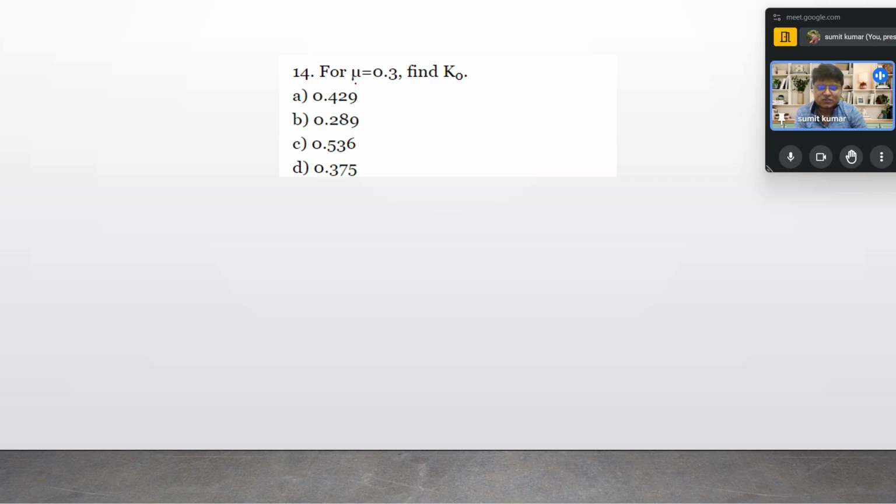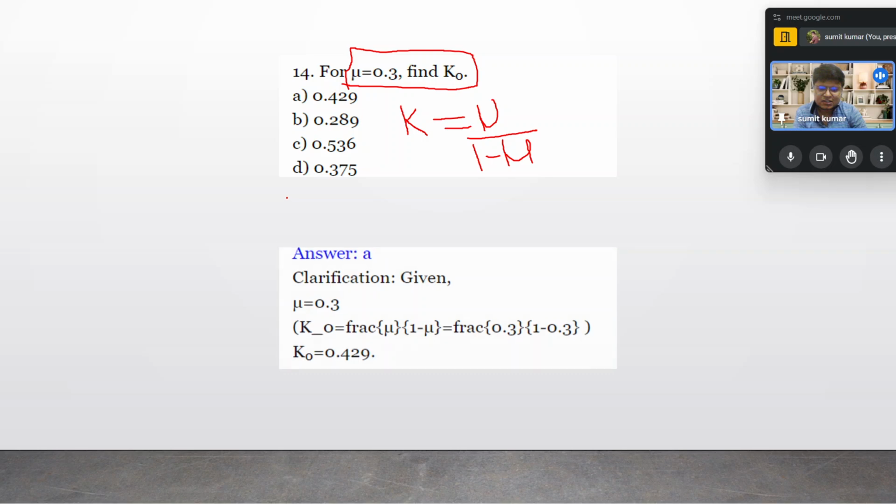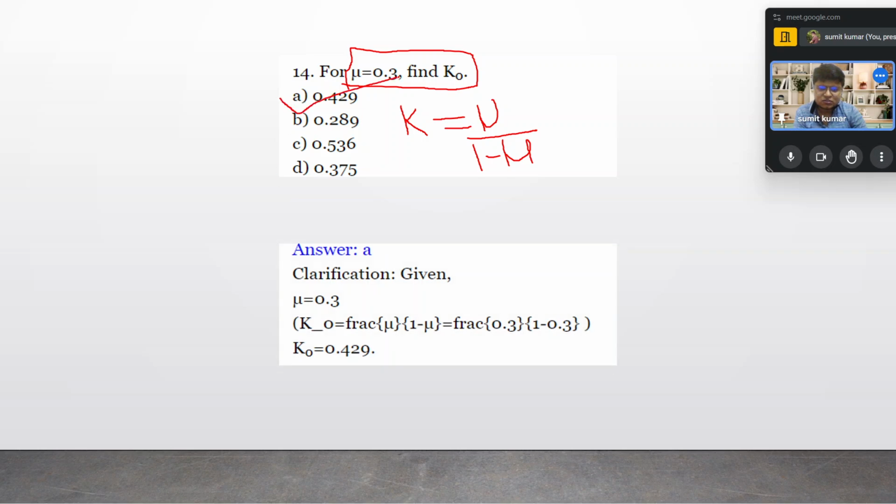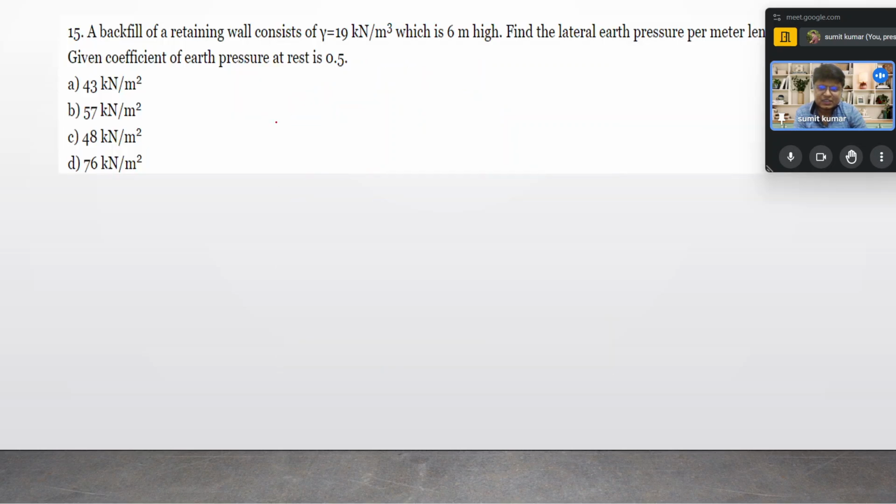Now again, the question for mu equal to 0.3 asks for the value of K naught, so use the relation K naught equal to mu upon 1 minus mu. Once you use this relation, you are able to get the solution as the value of 0.429, right?